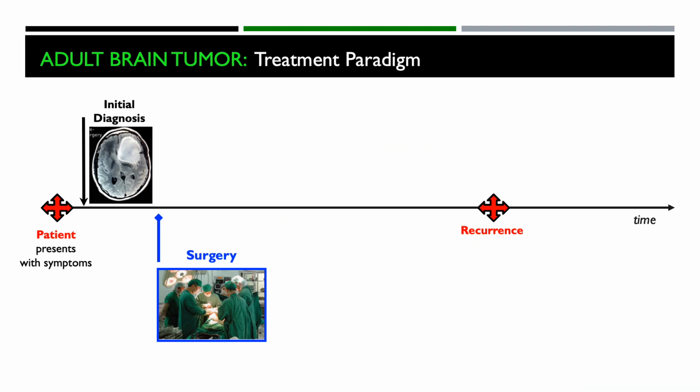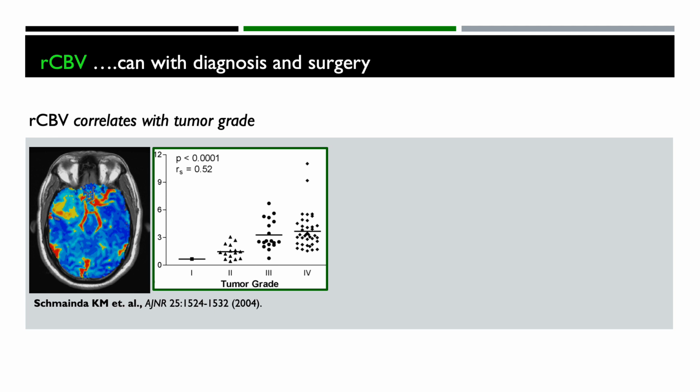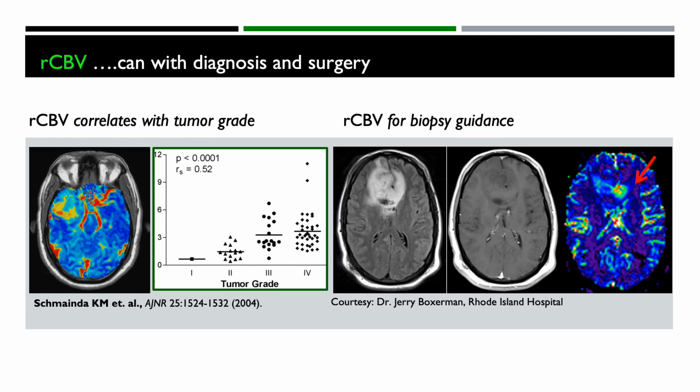So again, back to our treatment paradigm, let's start by looking at that initial step of diagnosis and surgery. That rCBV metric actually can be useful in helping to guide diagnosis and surgical biopsy. Specifically with rCBV, we've shown that it correlates with tumor grade, or how aggressive the tumor is. The higher the vascular dimension, the more aggressive the tumor is. So this gives us confirmation that this metric is actually very relevant and important and informative.